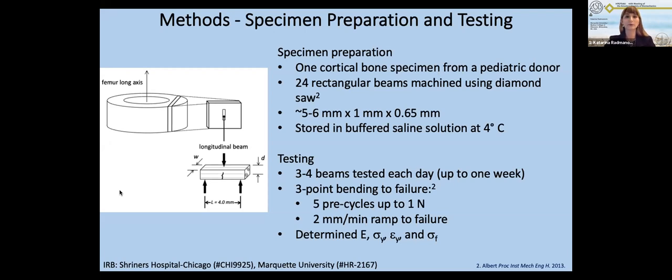A custom 3-point bending jig was mounted atop an electromechanical materials test machine. Then a subset of 3 to 4 beams was loaded to failure in 3-point bending daily for a duration of up to 1 week. Stress and strain were computed from the load and LVDT displacement data. And from the stress strain data, material properties, including elastic modulus, yield strength, yield strain, and bending strength were identified.